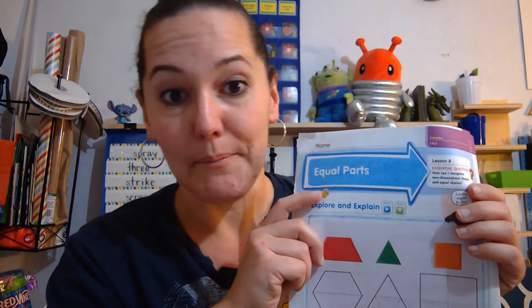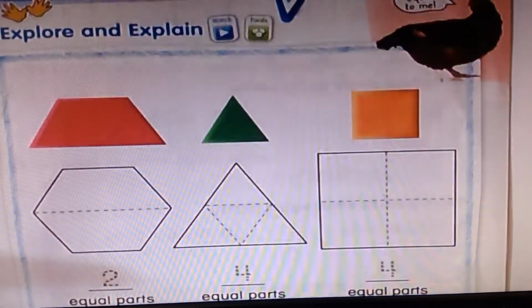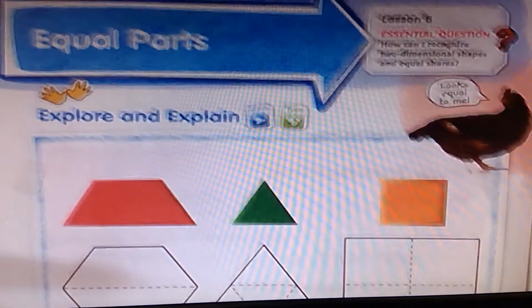Lesson 8, get a pencil ready and we will go through this together. All right, guys, here we go. This is an exciting part of shapes in first grade. This is what makes shapes a little bit harder in first grade than in kindergarten. You guys are pros at telling which shape is which, but this is where it gets a little tricky. We're going to be talking about equal parts.